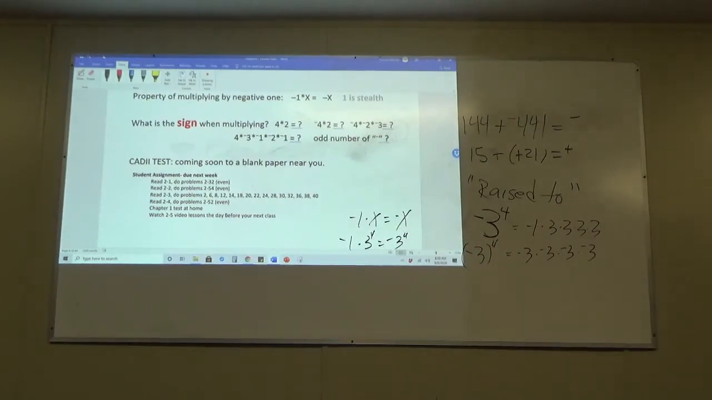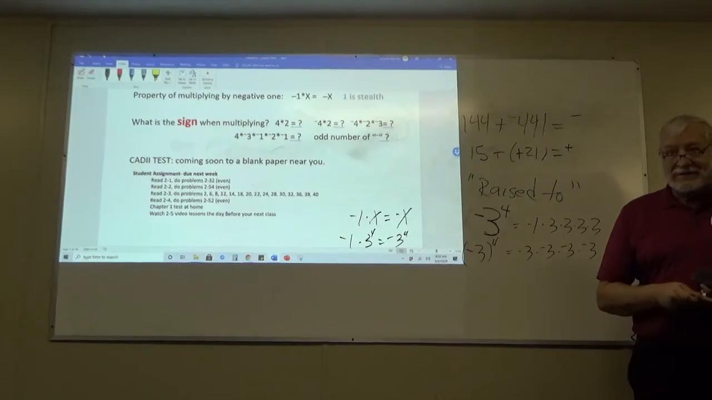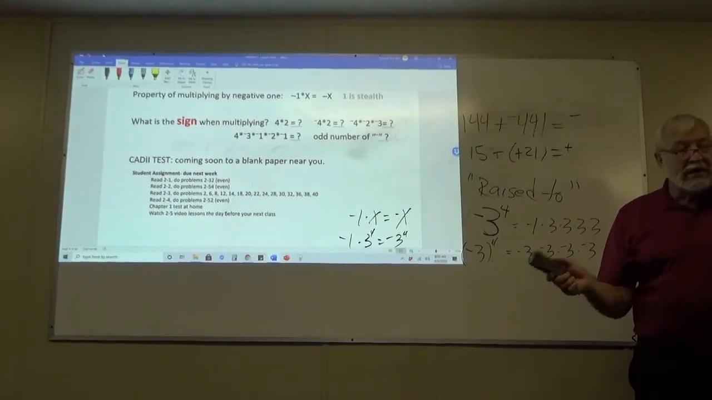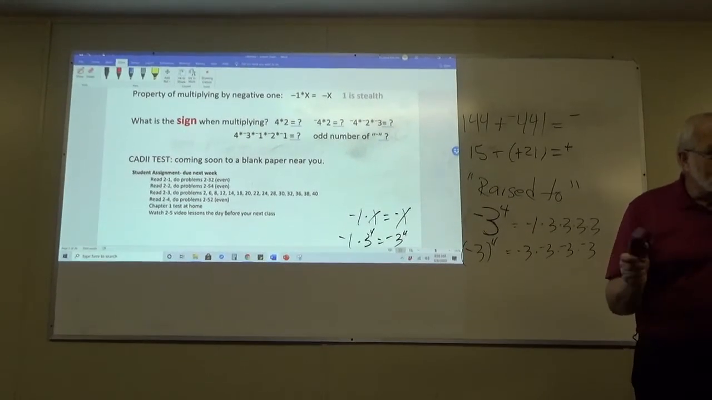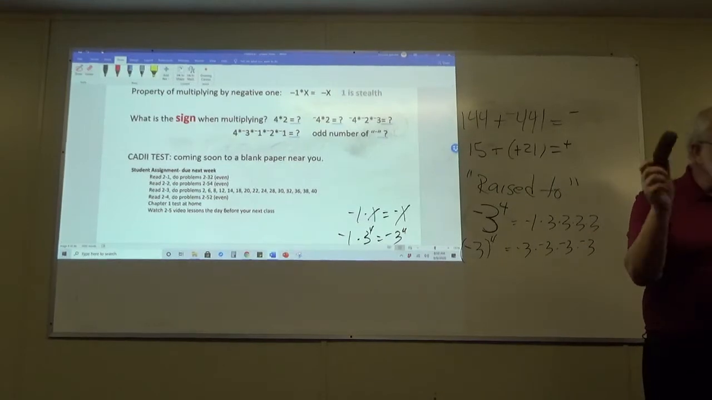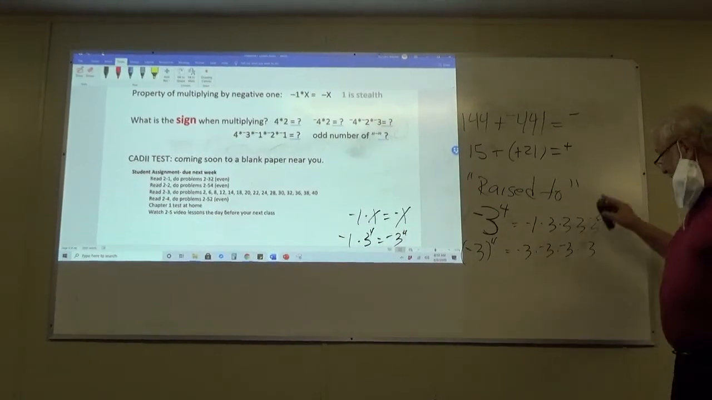So there's 1 unless it's in parentheses. Okay, what did I just say? There is 1 unless they're in parentheses. Everybody say that. There's 1 unless it's in parentheses. Okay?